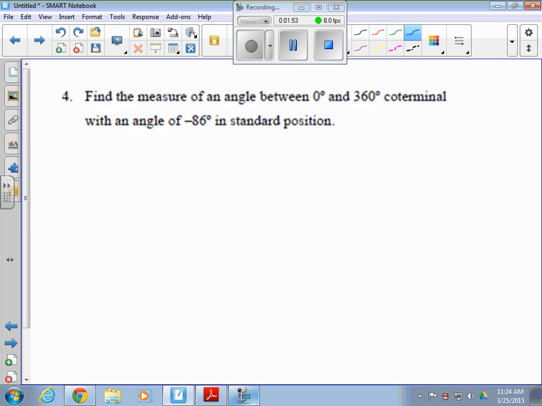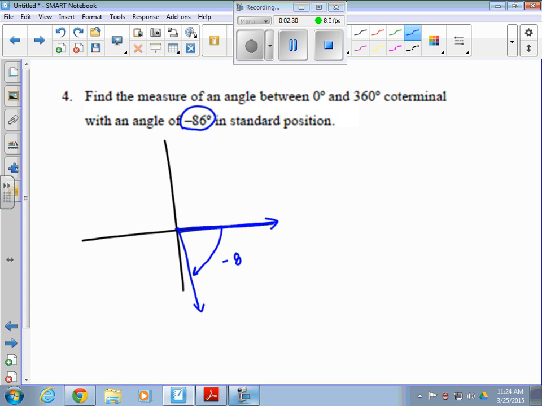Number 4 tells you to find the measurement of an angle between 0 and 360 degrees, coterminal with an angle of negative 86 degrees in standard position. So only one revolution, you're not going all the way around more than one time, but you want the one that's coterminal. Negative 86 is going to open up down, and it's not going to quite get to negative 90. It looks like this.